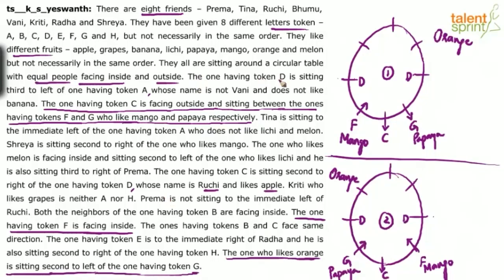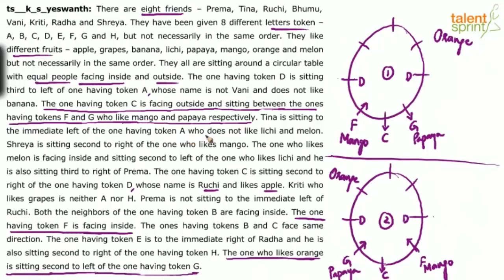The one having token D is sitting third to the left of the one having token A. No, I think that may not be possible, right? A is not fixed. D is third to the left of token A. There will be multiple possibilities, so this point is still not useful. Anything that is underlined has already been used, so forget about that. Tina is sitting to the immediate left of the one having A.